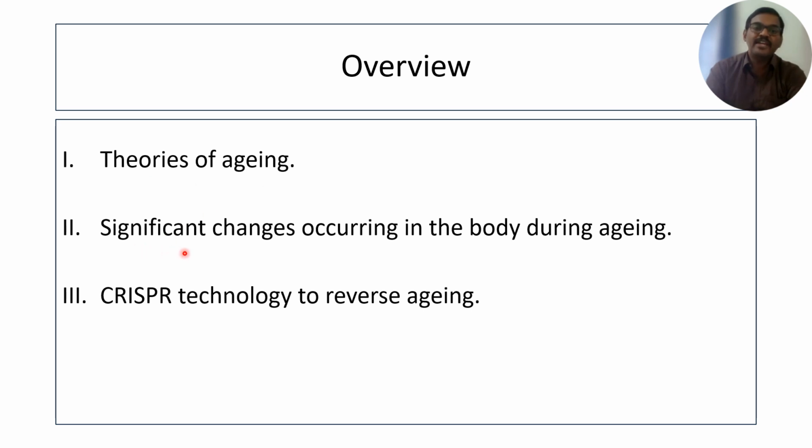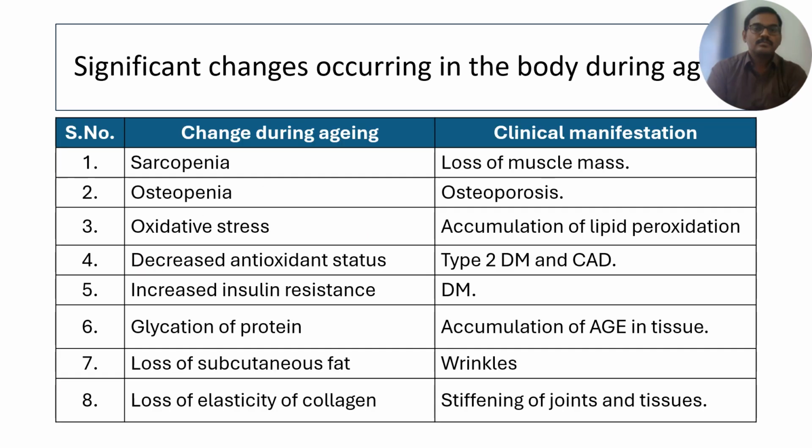Next, coming to the significant changes that occur in the body during aging. As we get older, there will be sarcopenia, which results in loss of muscle mass. There will be osteopenia, which results in osteoporosis. There will be oxidative stress, which results in lipid peroxidation. There will be decreased antioxidants, increased insulin resistance, glycation of protein, which result in diabetes mellitus and coronary artery disease. And there will be loss of subcutaneous fat, which results in wrinkling, and loss of elasticity of the collagen, which results in stiffness of joints and tissue. So these are the biochemical changes which occur during aging.